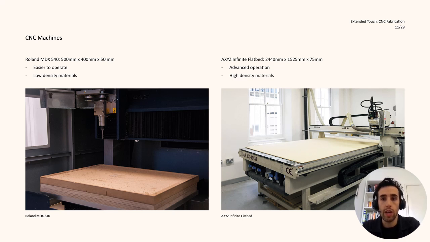compromising precision, and thereby supports the proposal argument for efficiency. We focused on two CNC machines that were available in Kingston University. On the left, Roland MDX with varied dimensions, but this is one of them. It's easy to operate and you can use it to mill low density materials. And on the right, the larger CNC machine, which measures almost 2.5 meters by 1.5 meters, which is used for advanced operation, high density materials milling.